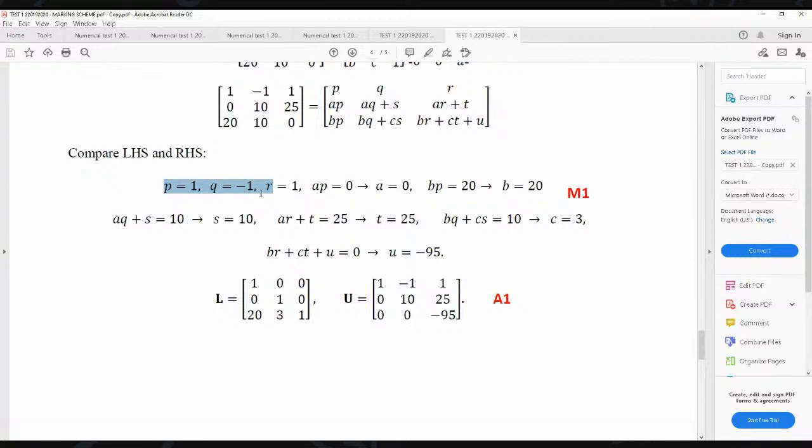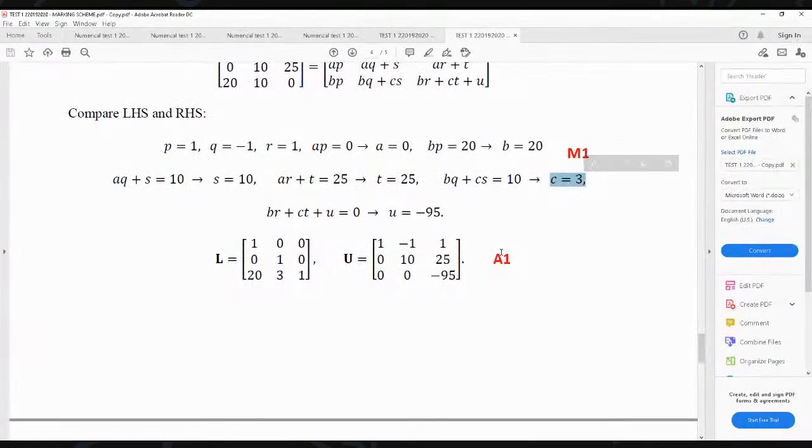You can see here, please use your matrix A and then find what AP is. AP is equal to 0, matching between LU and A. So A is equal to 0. BP is equal to 20, so B is equal to 20, because P is equal to 1. Now AQ plus S equal to 10, so you can get S. Then use the sequence R plus T equal to 25, so T is equal to 25. BQ plus CS is equal to 10, so C is equal to 3.